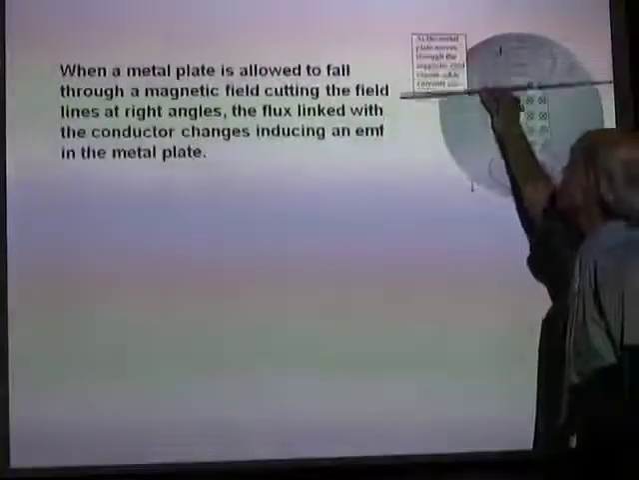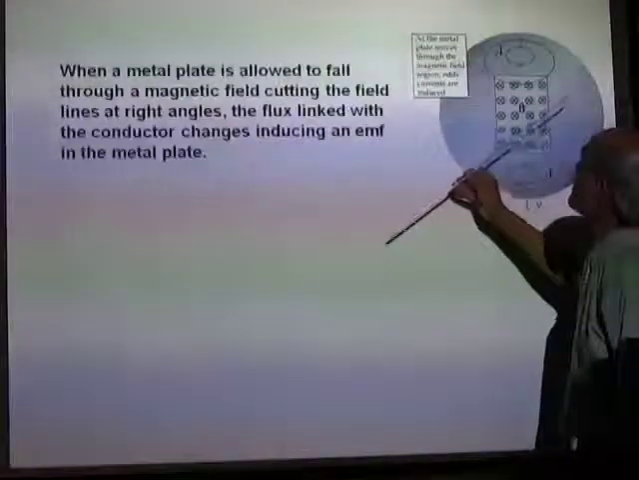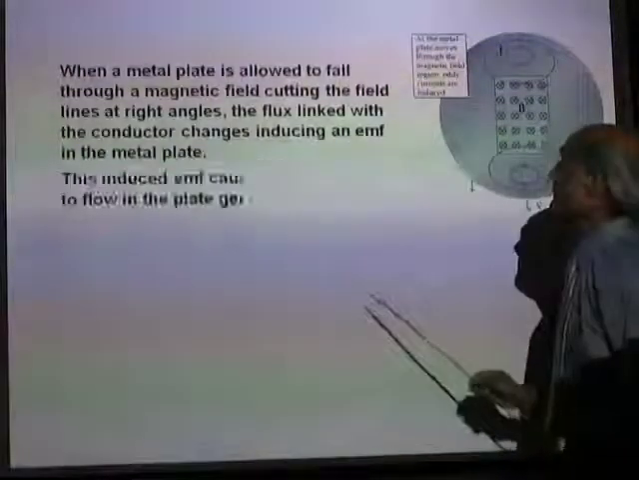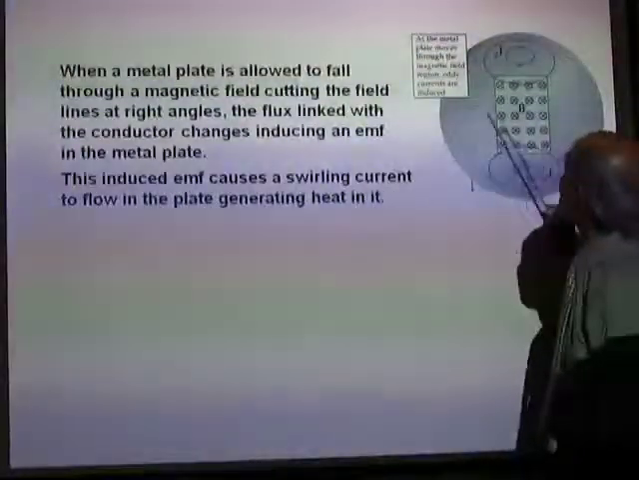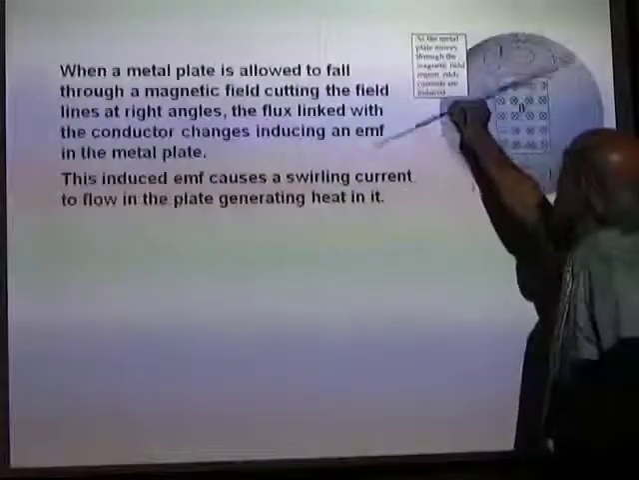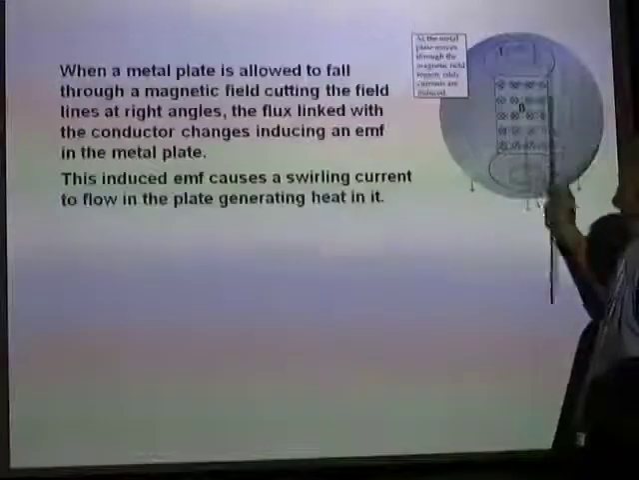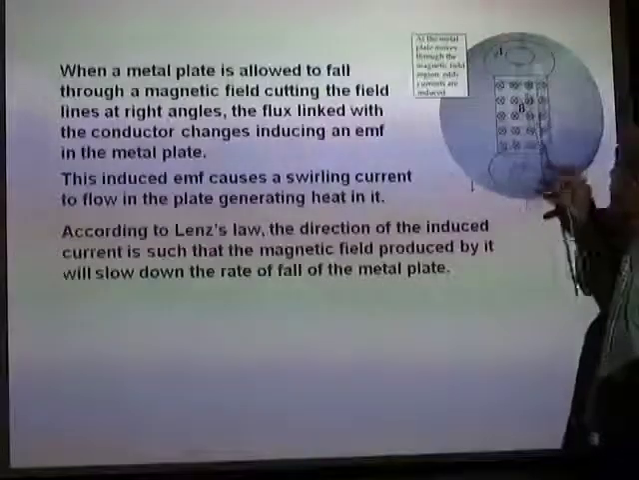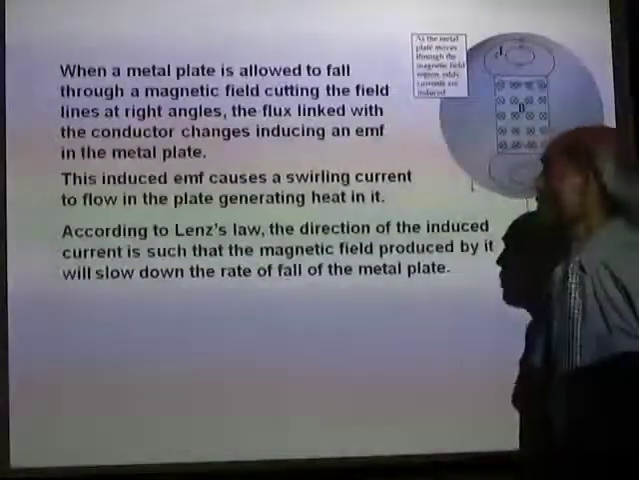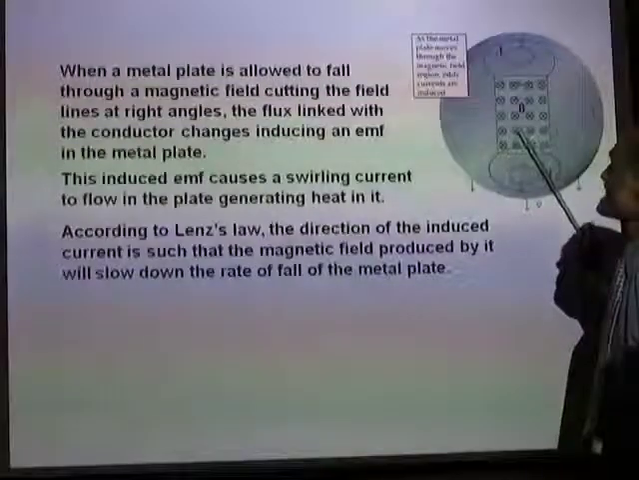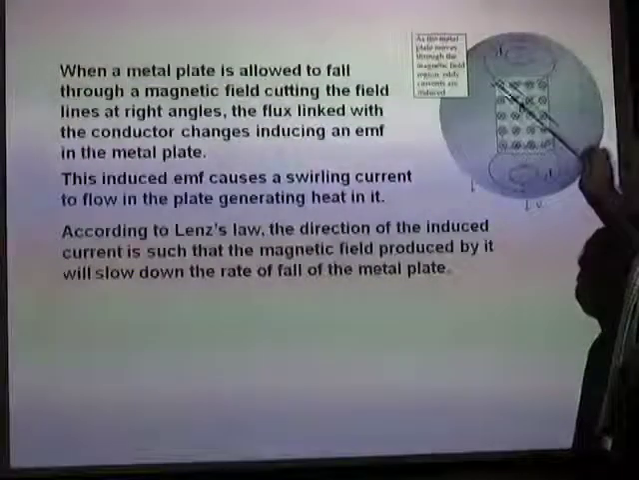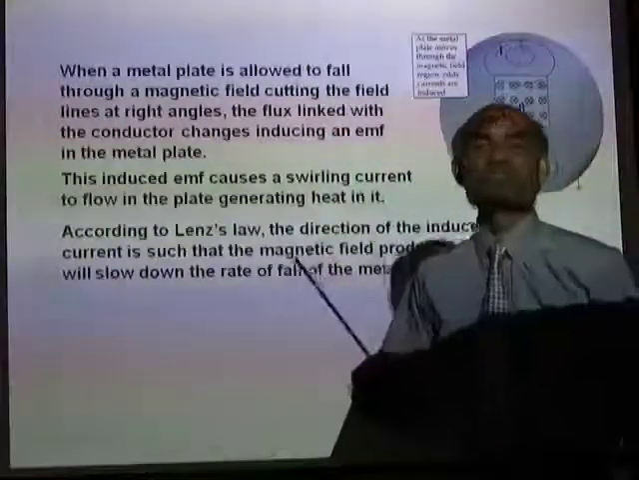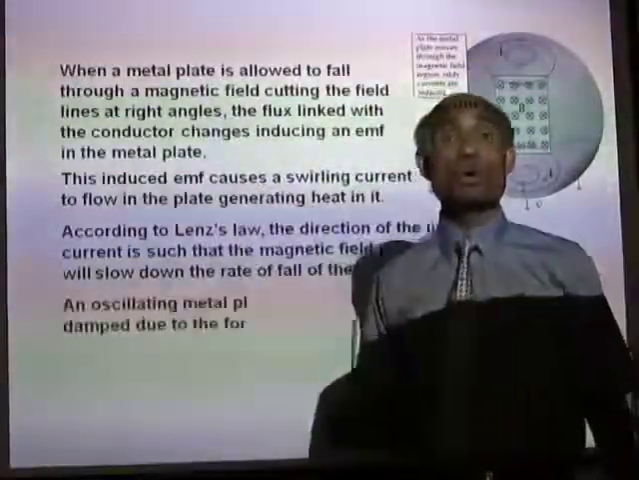If you allow a metal plate to fall through it, the flux linked with the conductor changes, inducing an EMF in the metal plate. Now, this induced EMF causes a swirling current. This is the conductor that is falling through. You can see the swirling induced current being generated within that falling object, which actually generates heat. According to Lenz's law, the direction of the induced current is such that the magnetic field produced by it will slow down the rate of fall of the metal plate. The induced EMF is such as to oppose the cause of it.